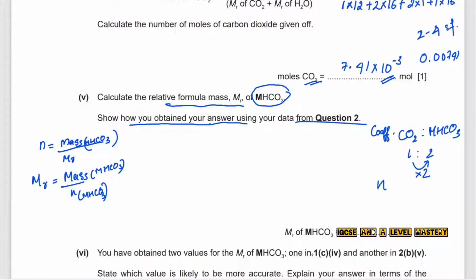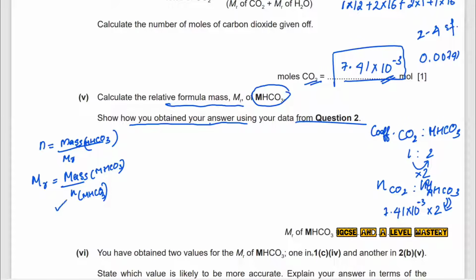So the same can be applied for the number of moles of CO2. Whatever the number of moles of CO2, when we multiply it by 2, it will give you the number of moles of metal hydrogen carbonate. So over here, we had 7.41 from the previous question. We got the number of moles of carbon dioxide as 7.41 × 10^-3. So that times 2 will give the number of moles of metal hydrogen carbonate. So we are sure about the number of moles of metal hydrogen carbonate.